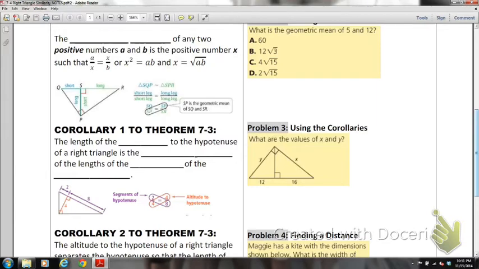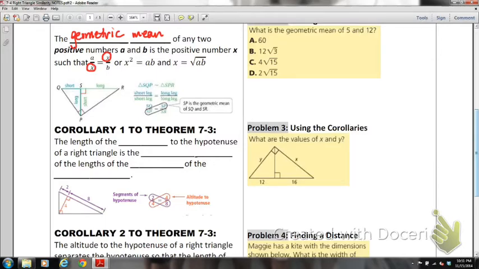The next definition that we have is for a geometric mean. Now we've already learned that the means positions of a proportion are, if you look at a proportion, the denominator of the ratio or fraction on the left and the numerator of the fraction on the right. Those are the means positions. So when you have a geometric mean, those two numbers are the same number or the same variable.